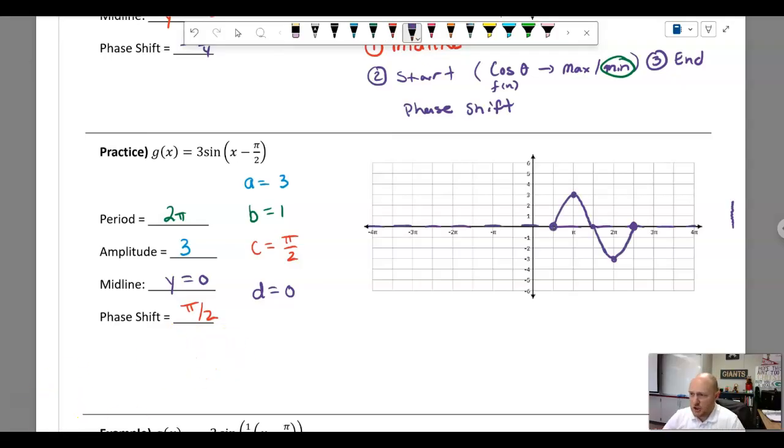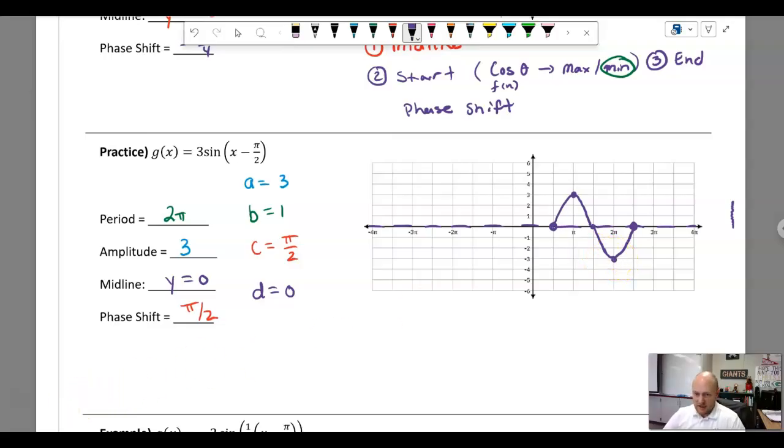Hey there, just jumping in. This is what one cycle should look like. You should start at pi over 2 because of our phase shift, and then I'm going to end 2 pi later, which is just pi halves after 2 pi. In between will be midline, and then in between your midlines will be your extrema. So we'll start with the maximum because it's a positive a value. I go up 3, and then your minimum will be down 3.